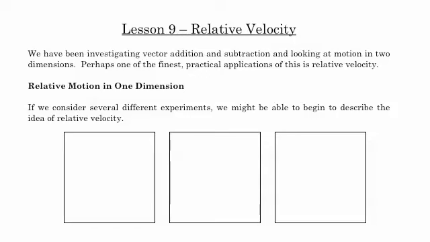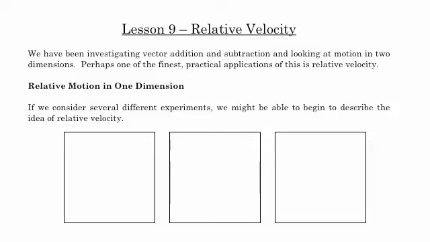All right, we're going to investigate relative velocity in lesson 9. Relative velocity and relative motion, even though we will investigate it in great detail in our grade 12 course, is a really nice application of motion in 2 dimensions and motion in 1 dimension using vectors. So it flows really nicely from what we've been doing in the last 2 lessons.